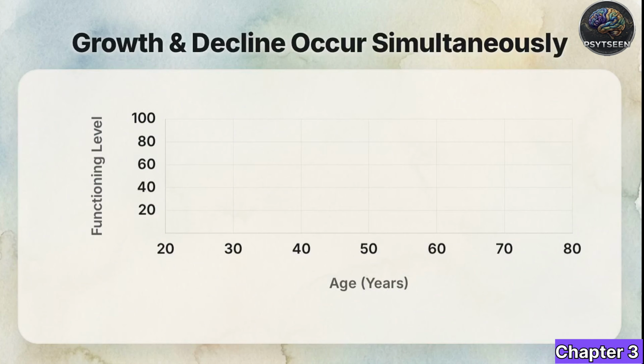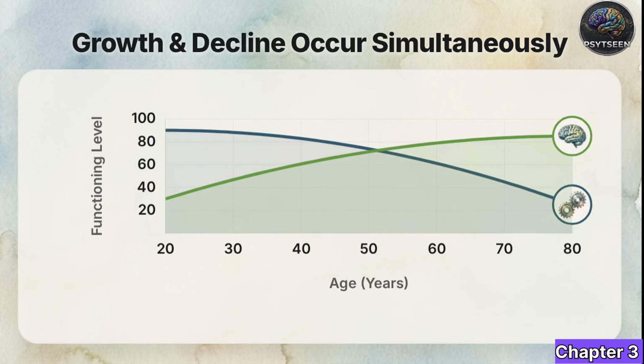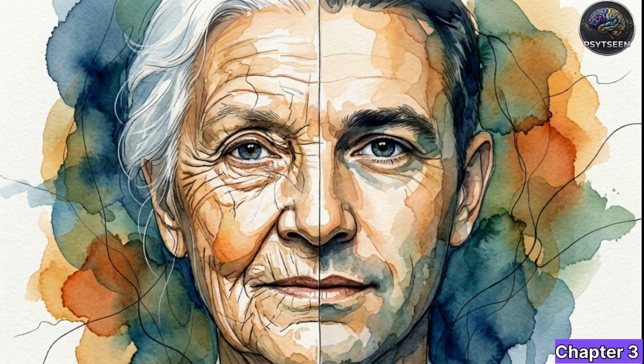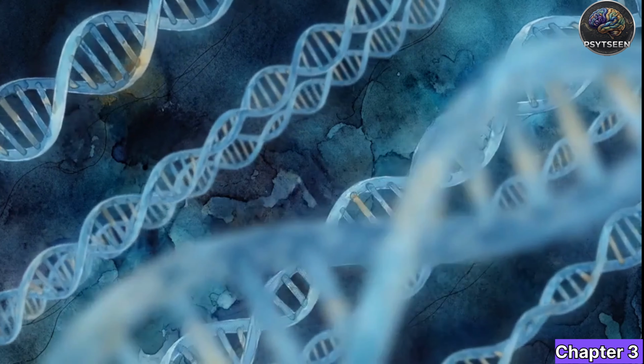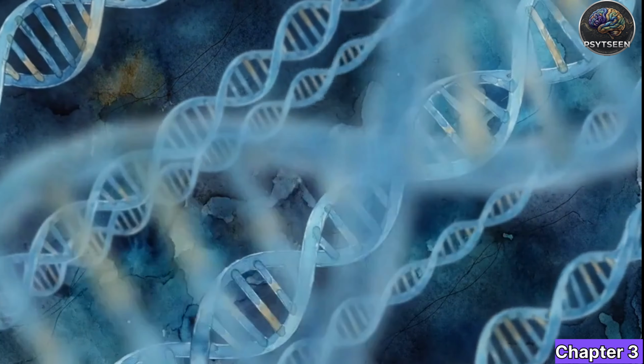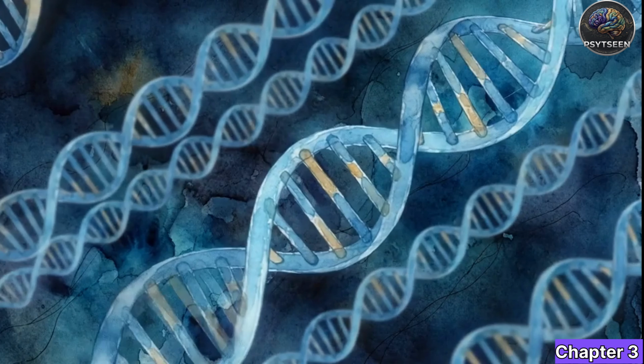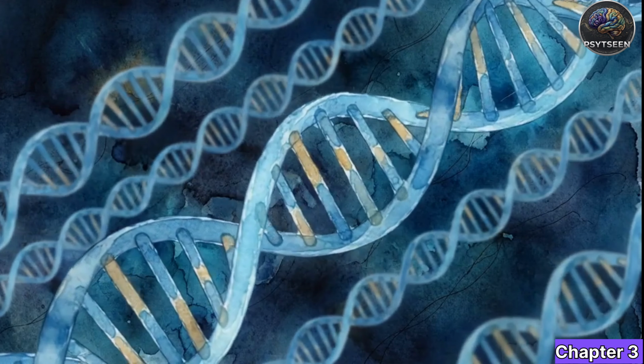It is multidirectional, which means that at any given age, we are experiencing a specific combination of cognitive gains and physical losses. The process begins with our genotype. This is the genetic heritage we inherit from our parents, a complex biological blueprint consisting of tens of thousands of genes that dictate our physical structure and our evolutionary potential.